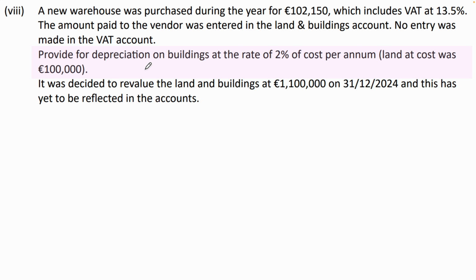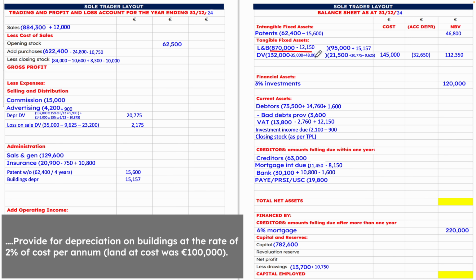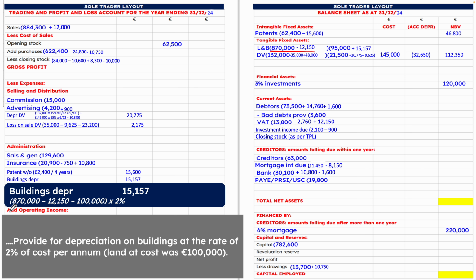Okay, so we have to remember now that our buildings, 870, but minus the 12,150 now. So we have to reduce the land and buildings down by 12,150. And then we also have to take out the 100,000 land, because we do not depreciate land. They're not making any more land, and so we don't depreciate land. Land would just appreciate in value. So it's only the depreciation on buildings that ever occurs here. So 870 minus the 12,150 minus the 100,000 land, and then we multiply that by 2% and we get 15,157.